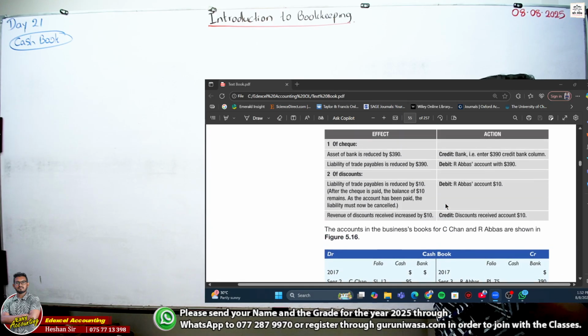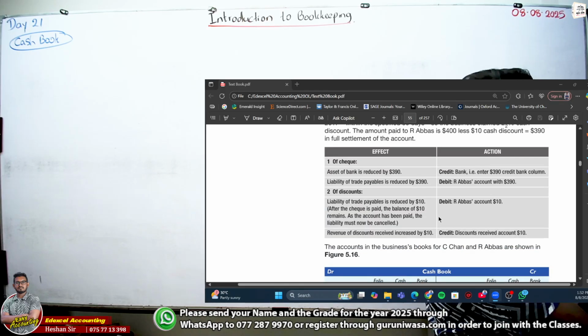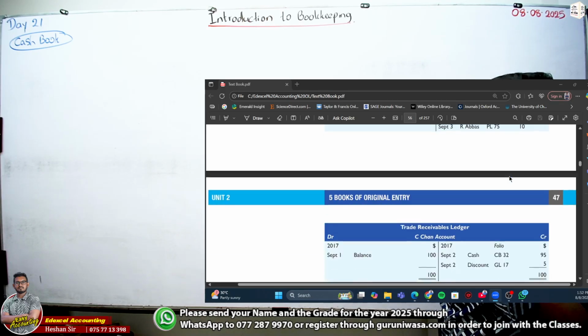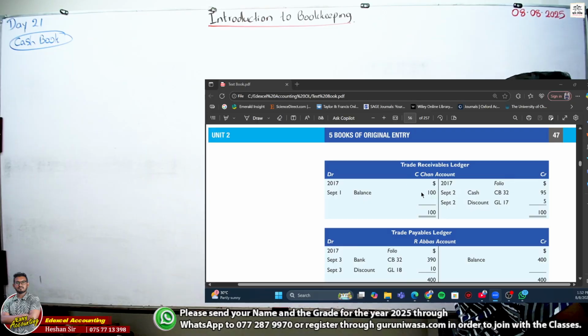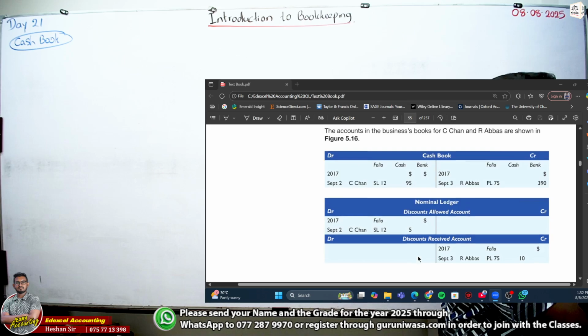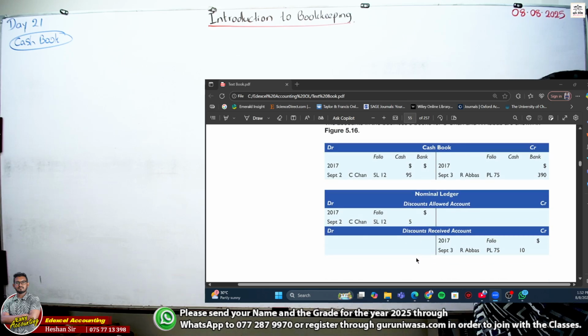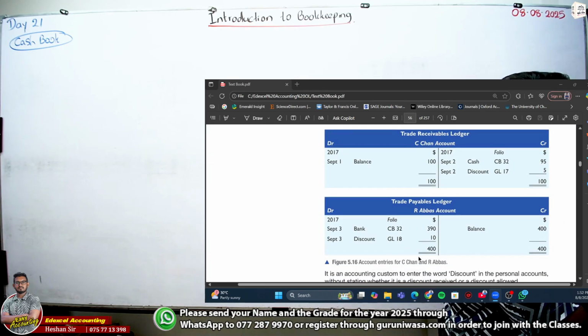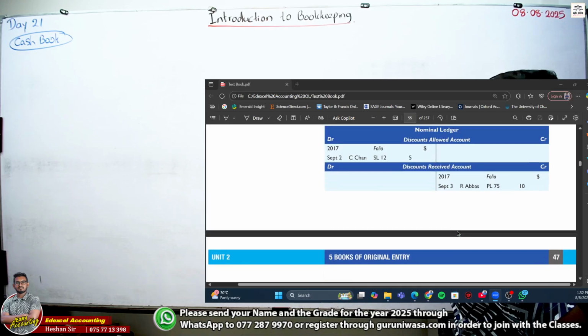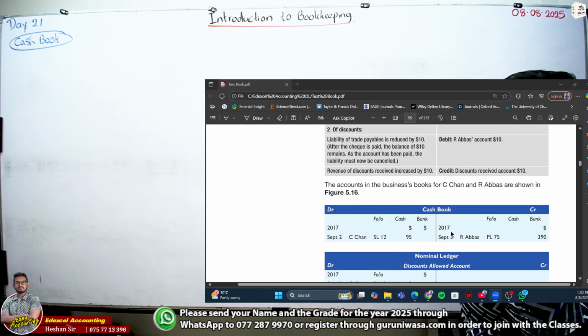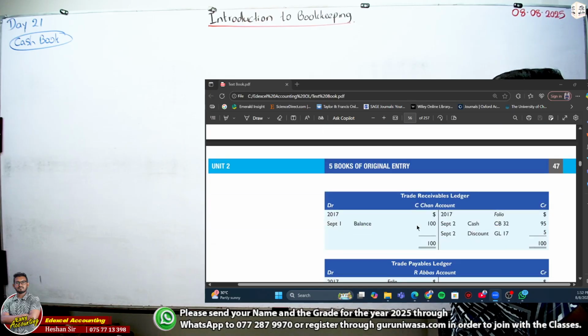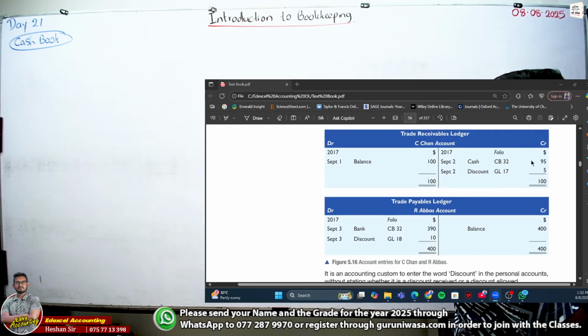Now you can see in here we pay cash to this R Abbas. We credit the cash book. R Abbas account in the trade payables ledger is debited, right? So R Abbas account debit 309. Understood, right? Now the previous one, we received cash from C-Chan: cash book debit, C-Chan account credit.